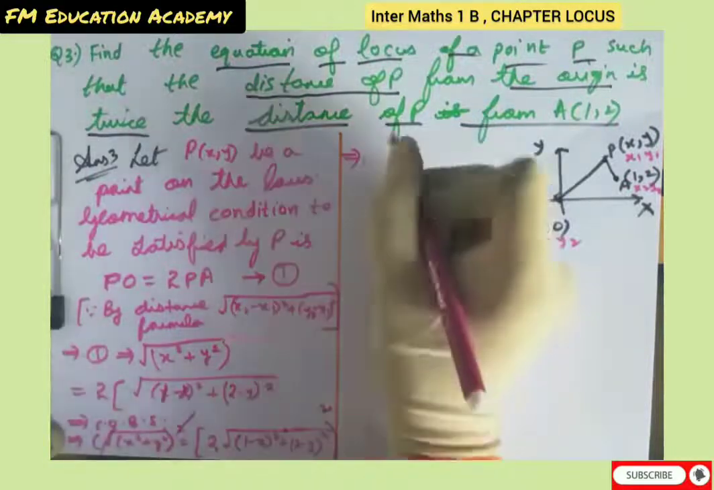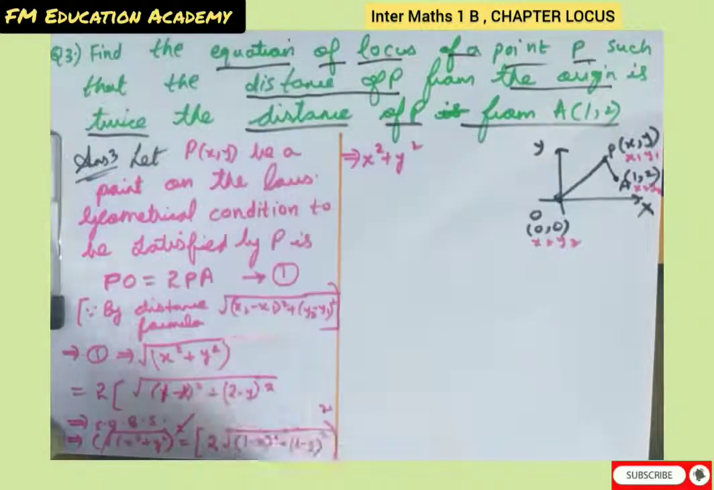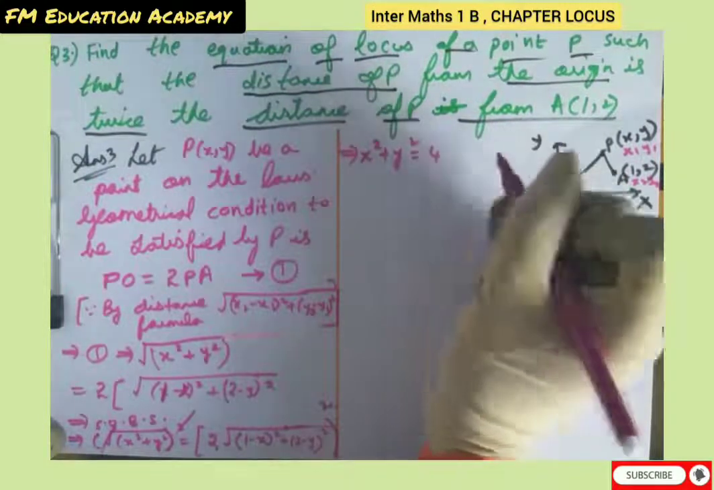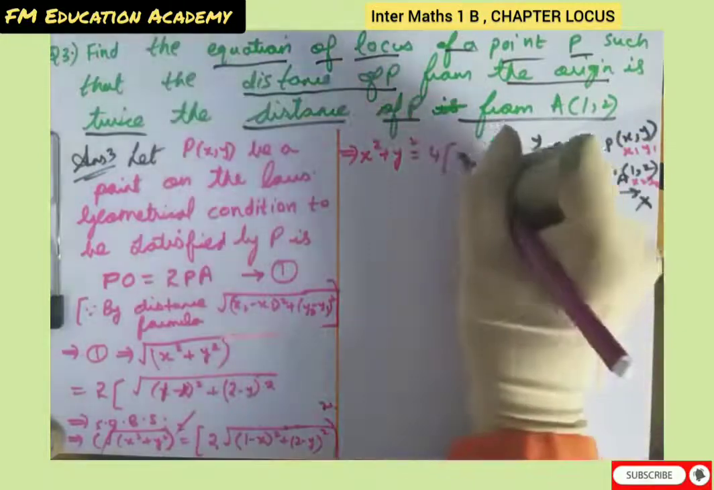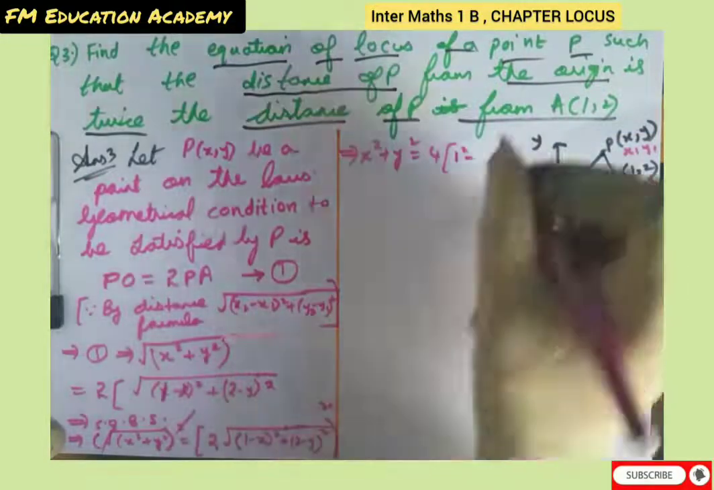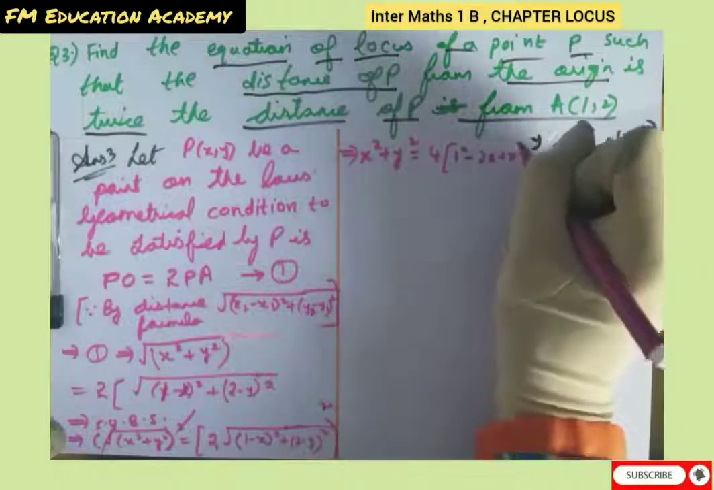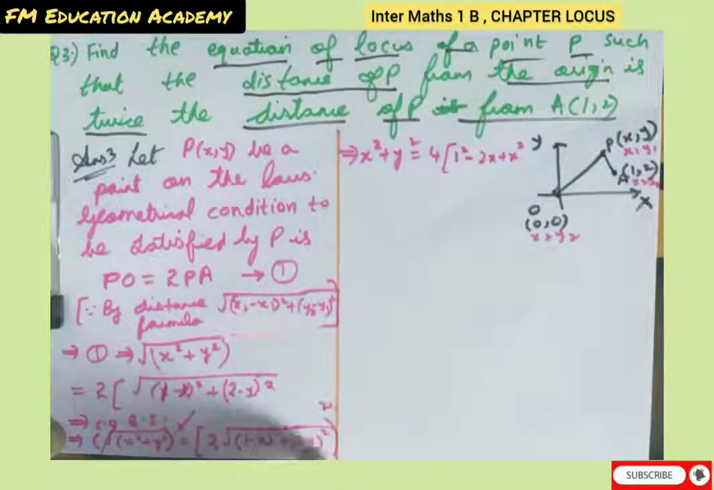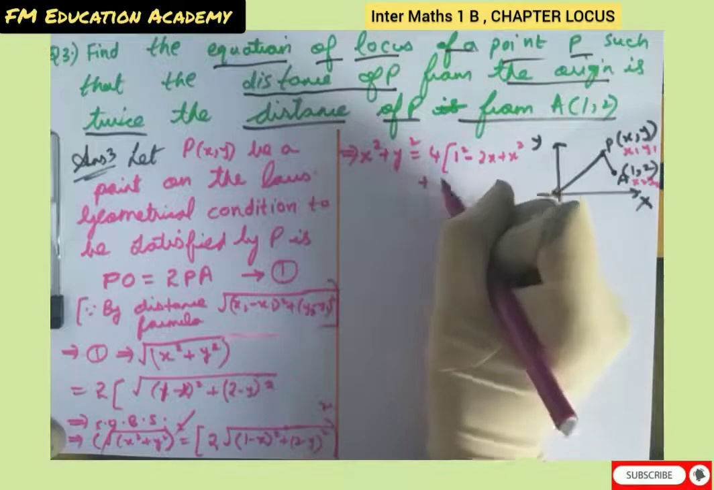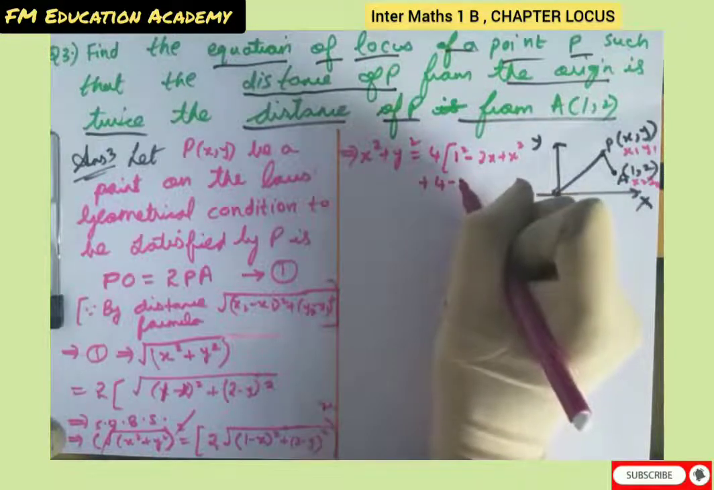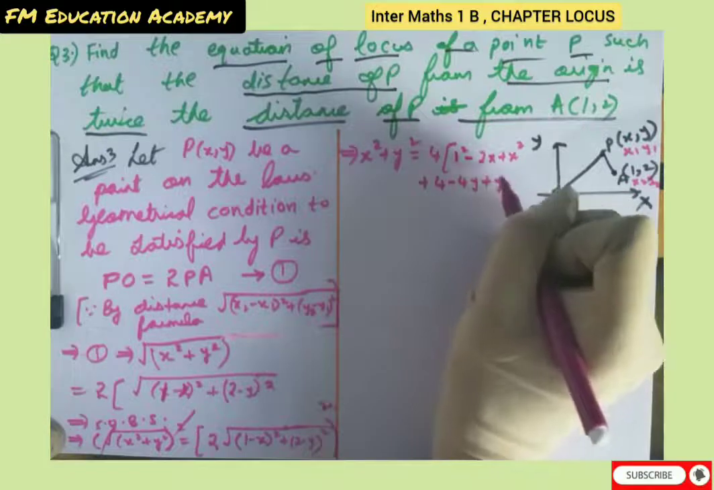Square and root will get cancelled, meaning x square plus y square is equal to 2 square, which is 4, into (1 minus x) whole square. We know it is in the form of (a minus b) whole square, which is a square minus 2ab plus b square. A here is 1 and b here is x, so 1 minus 2x plus x square. Again, this is the form of (a minus b) whole square, a square minus 2ab plus b square. Here a is 2 and b is y, so plus 4 minus 4y plus y square.